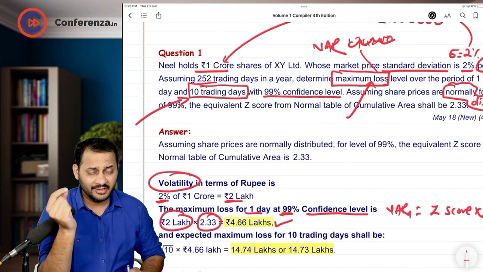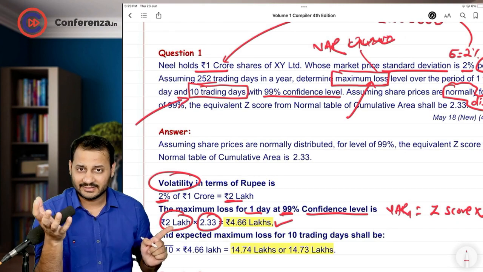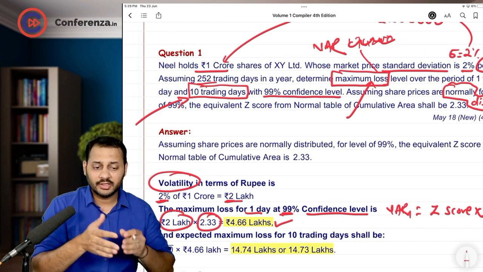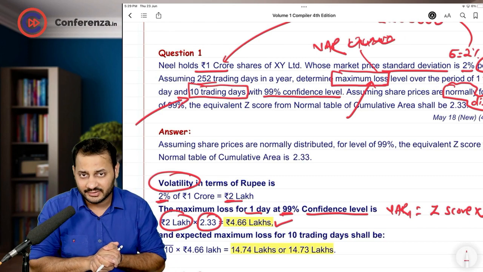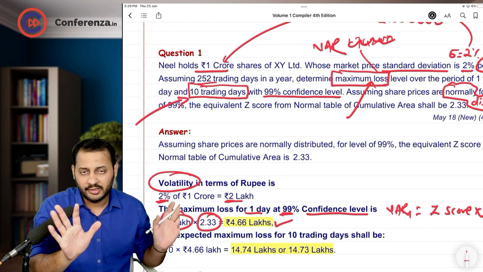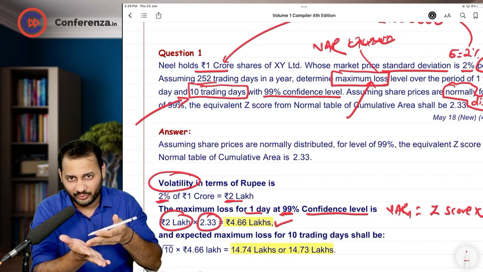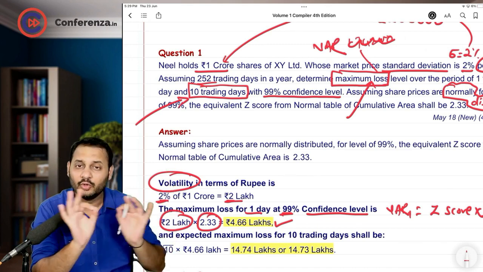In 1 trading day, the maximum loss was 4.66 lakhs, not crore, lakhs. The question is also asking that if we keep that investment for 10 days, what will be the maximum loss in 10 days? We cannot just simply multiply 4.66 with 10. Getting it? Loss for 1 day is 4.66 lakhs, sir. What is the loss for 10 days? 46.6 lakhs. No, it is wrong.